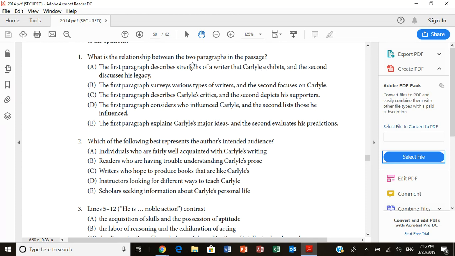Yes, these are the kind of strengths of writers that Carlyle has. Okay, so the strengths that were pointed out are strengths that Carlyle exhibits. That is true. And the second discusses his legacy. Yes, his legacy is that he has had a strong influence on the greatest thinkers, that even people who disagree with him still come to respect some of his ideas. Okay, so A is the best choice. B is a fairly good wrong answer, but clearly A is a better answer here.